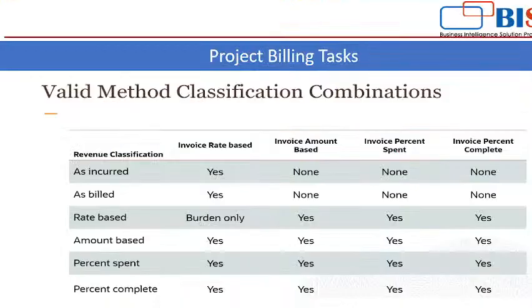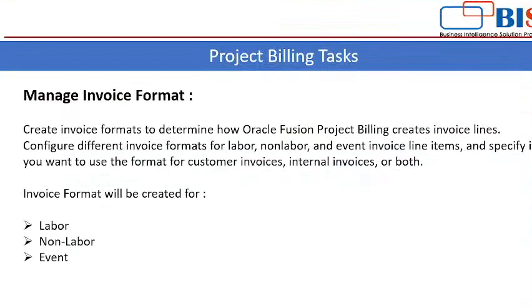Our next task is manage invoice format. Create invoice formats to determine how Oracle Fusion Project Billing creates invoice lines. Configure different invoice formats for labor, non-labor and even invoice line items, and specify if you want to use the format for customer invoices, internal invoices or both. So in the invoice format you will create three types of formats, that is labor, non-labor and event.